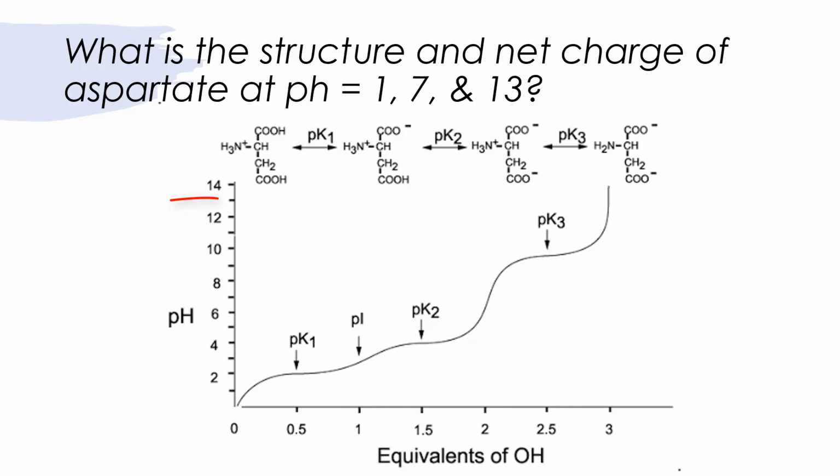At a pH of 13, all groups would be deprotonated because the pH of the solution is higher than the pKs for all the groups. The amine group is neutral, but both the carboxyl and R groups carry a charge of -1. The net charge for aspartate at pH 13, therefore, is -2.